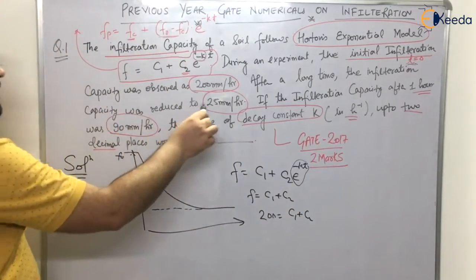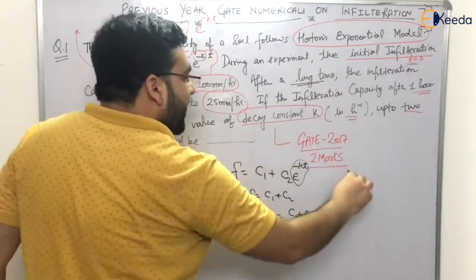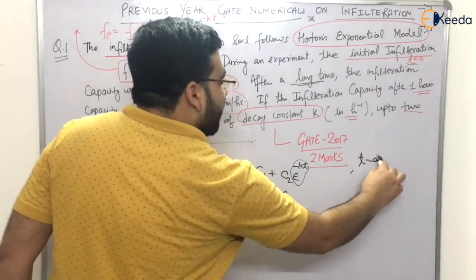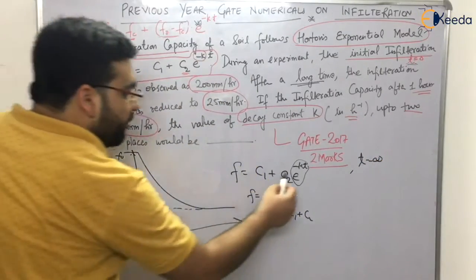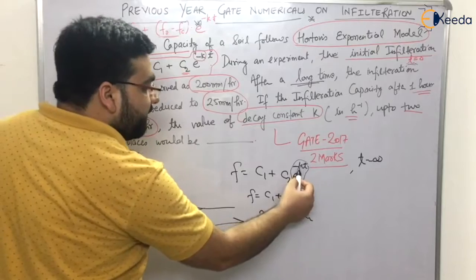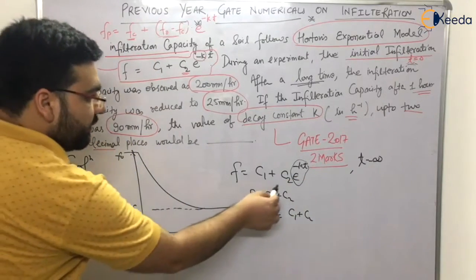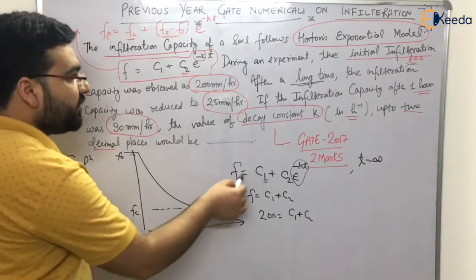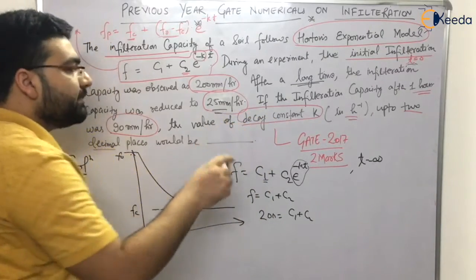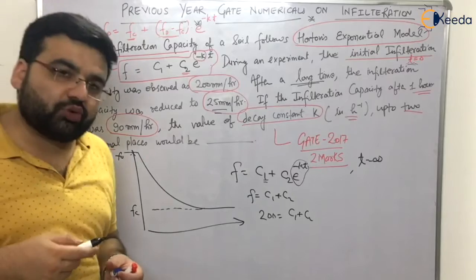Then after a long time, that means at t is equal to infinity, you put t is equal to infinity. If you put infinity, e raised to power minus infinity is actually 0. So this term will be 0, and you will get the value of C1, which will be equal to 25 millimeters per hour. So that is how students did this question.